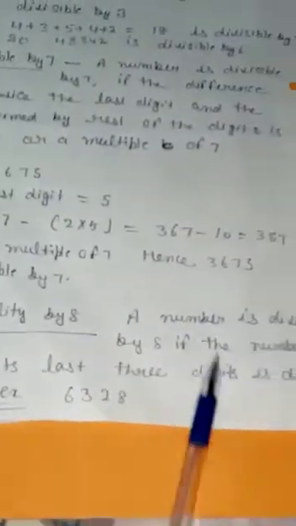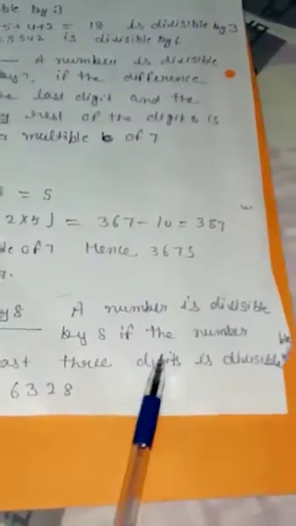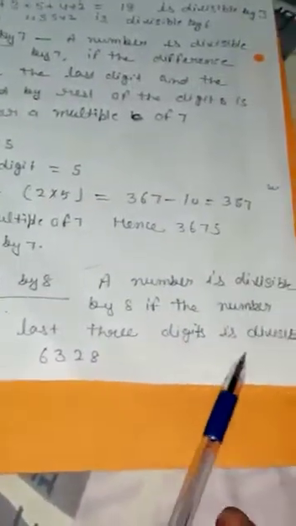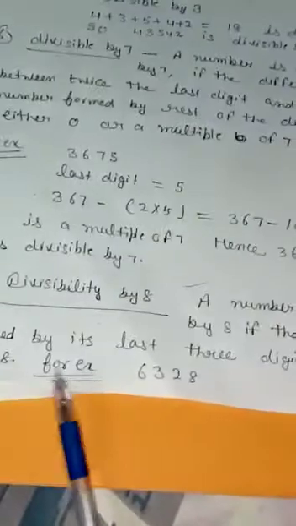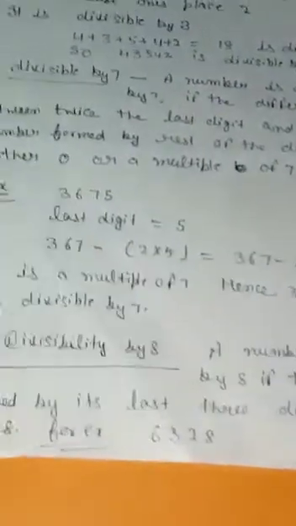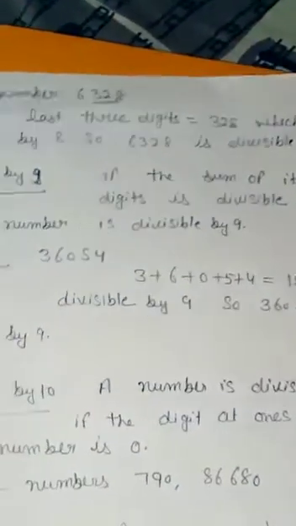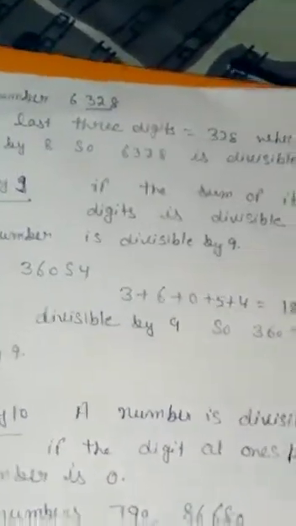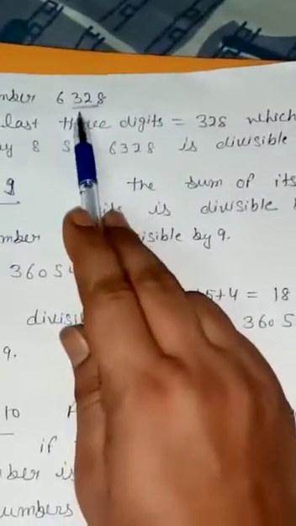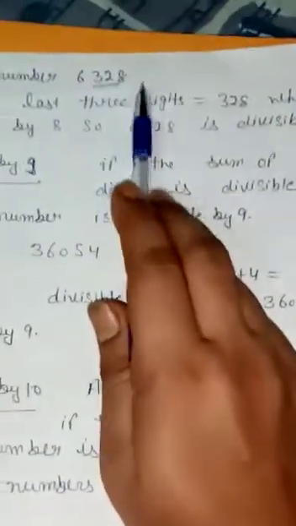Divisibility by 8. A number is divisible by 8 if the number formed by its last three digits is divisible by 8. For example, 6328. The last three digits are 328, which is divisible by 8. So 6328 is also divisible by 8.